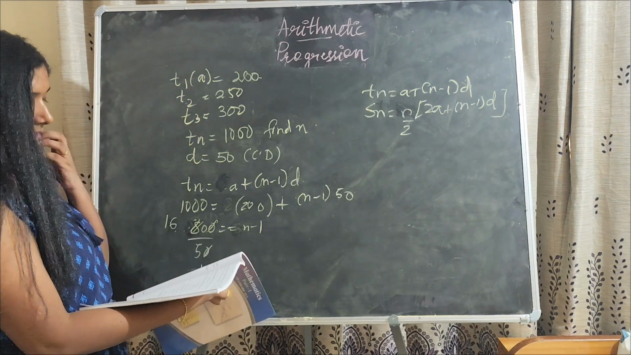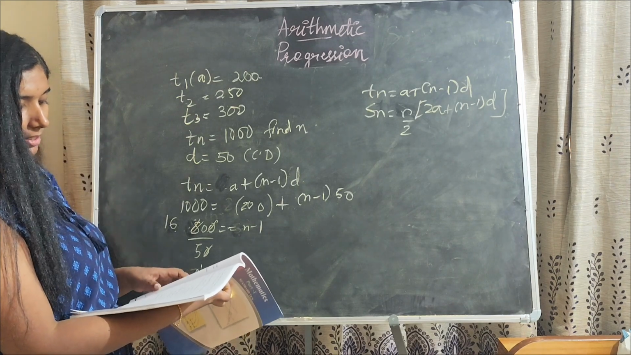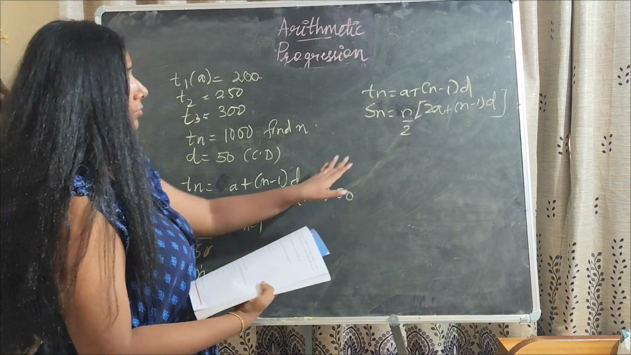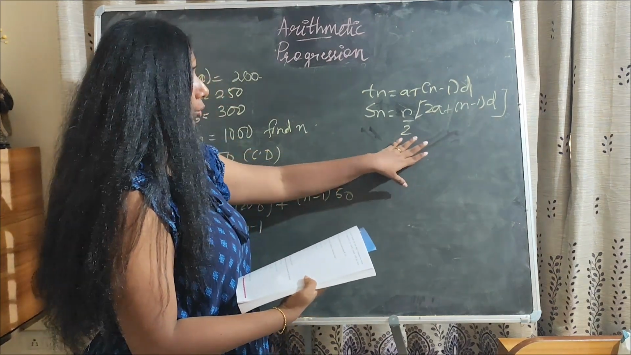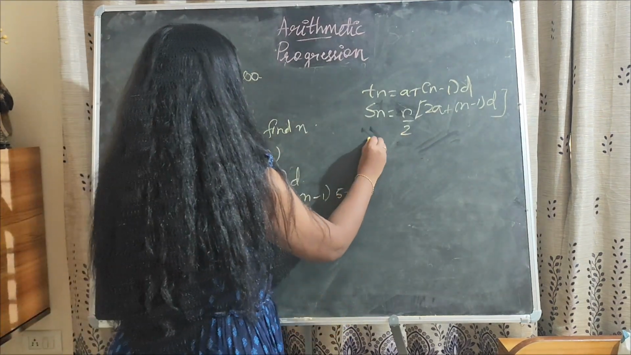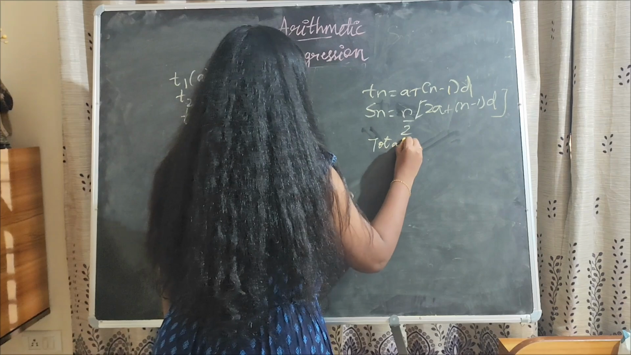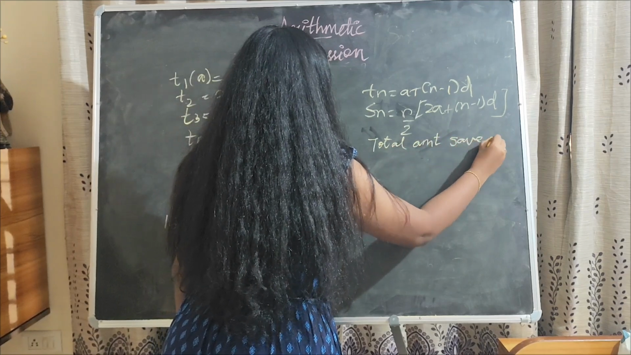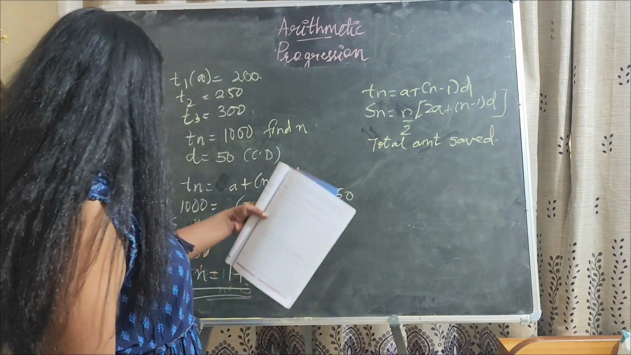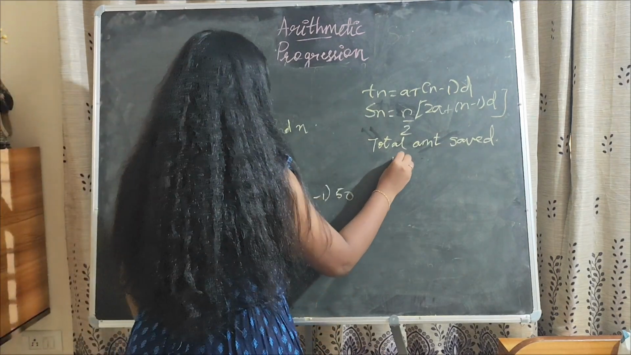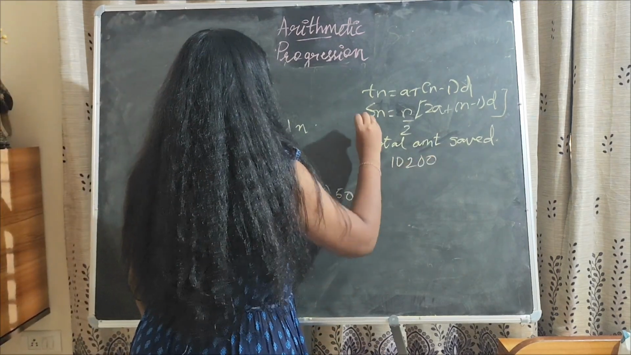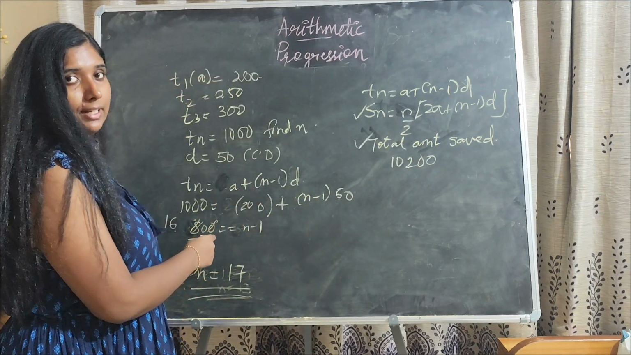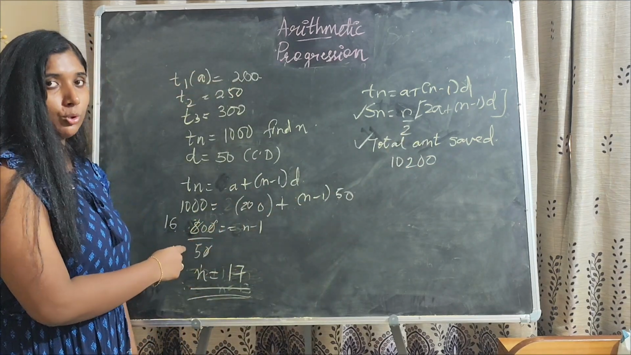Next, they have asked, let us find in 17 months how much total amount is saved. So you need to use this formula Sn for total amount saved and find the answer. Total amount saved, the answer is 10200. So with this formula, find the total amount and cross check whether you are getting this answer. Please note this down.